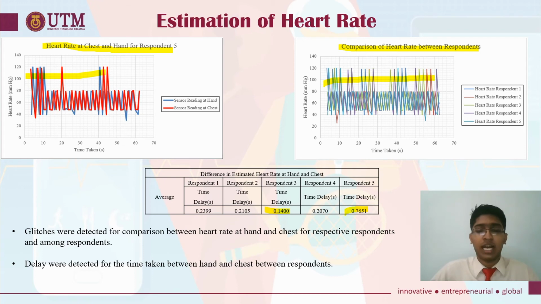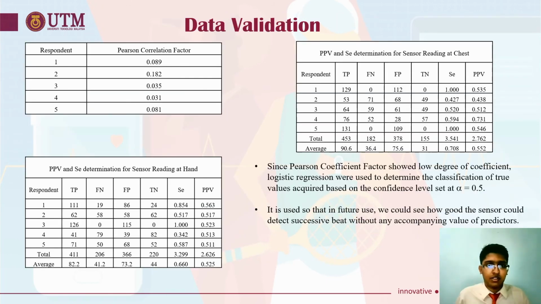Glitches were due to unwanted motion artifacts, maybe due to unwanted or slight movement when the reading was taken. For the data validation process, the Pearson correlation factor showed a lower degree of relationship, which means it has a value of 0 but it's not negative 1, or it has not reached the nearest to the value of 1 itself. This is because the Pearson correlation factor only evaluates linear relationships. That's why logistic regression has been used.